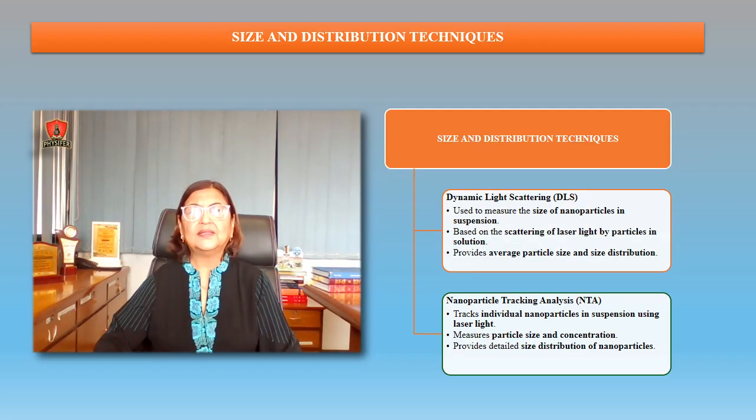For knowing the size of the nanoparticles and their distribution in the nanomaterial, we use techniques like dynamic light scattering, DLS. It is widely used for measuring the size of nanoparticles in suspensions. Then second is nanoparticle tracking analysis, NTA. It is a technique that tracks individual nanoparticles in suspension using laser light.